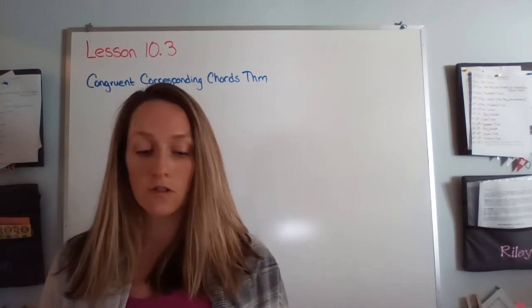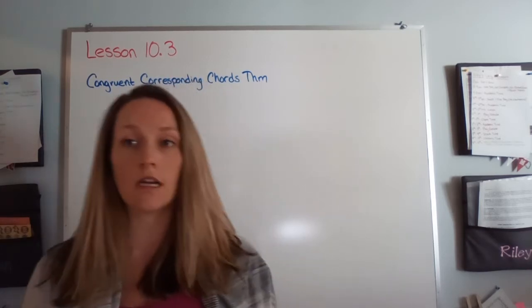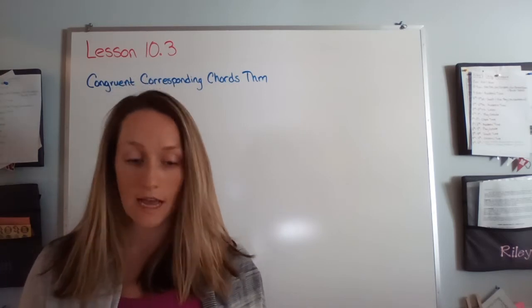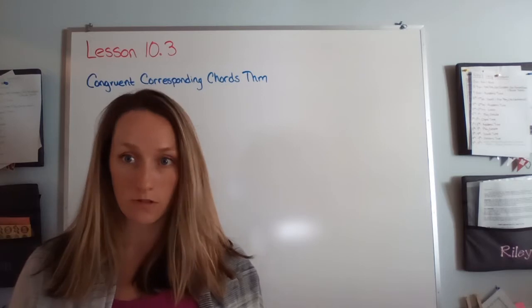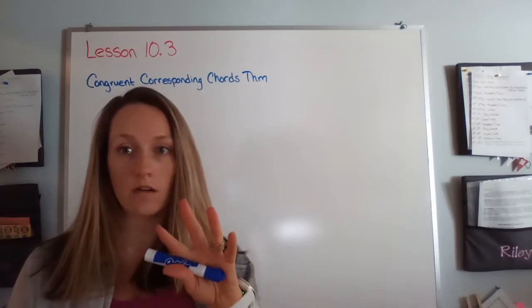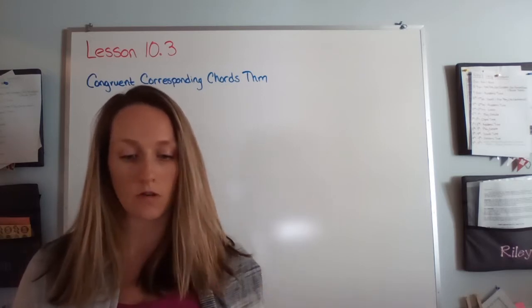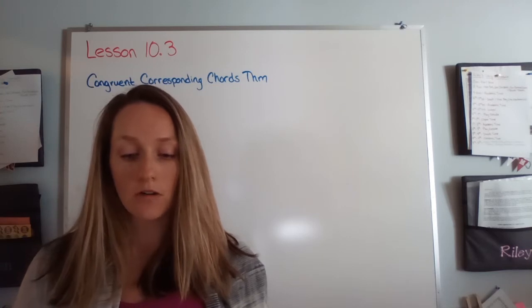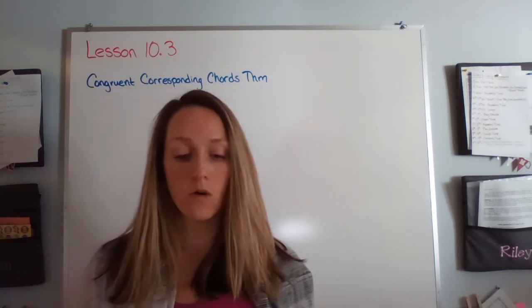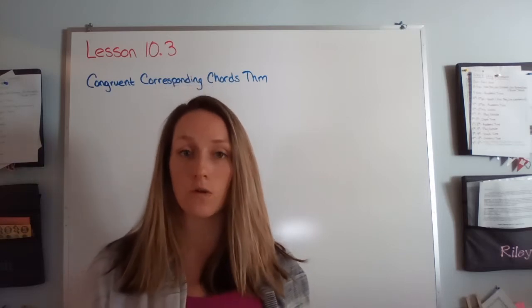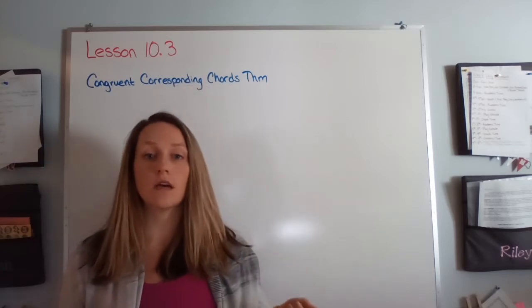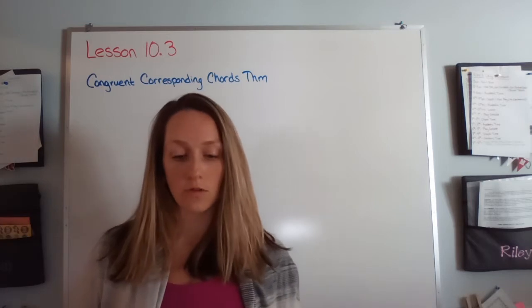The first theorem is called the congruent corresponding arcs theorem, which says, in the same circle or in congruent circles, so you could be looking at one circle or 2 separate circles, 2 minor arcs are congruent if and only if their corresponding chords are congruent. Keep in mind it's an if and only if biconditional, so the conditional and the converse are both true.